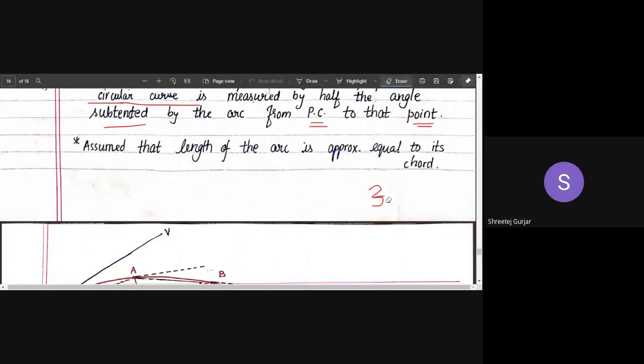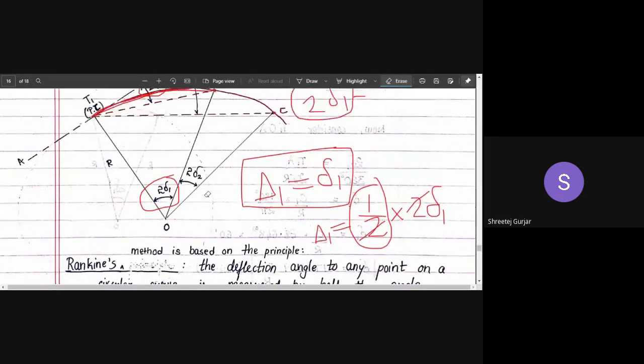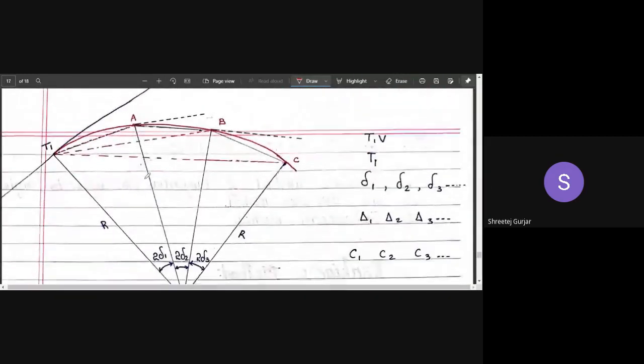I hope this particular thing is clear. If you have not understood, you can let me know, and I will explain once more. So very important. After this, now we will look into how to exactly calculate.